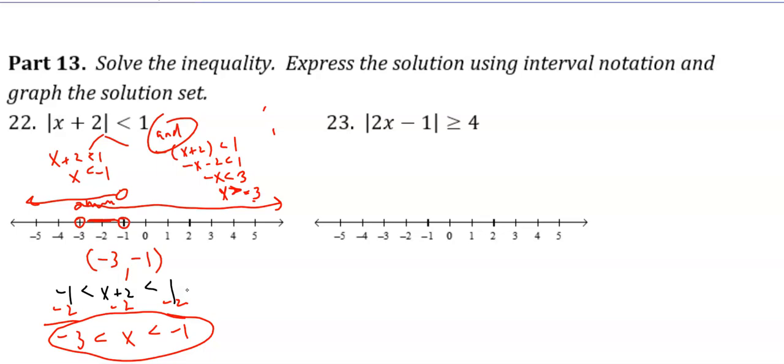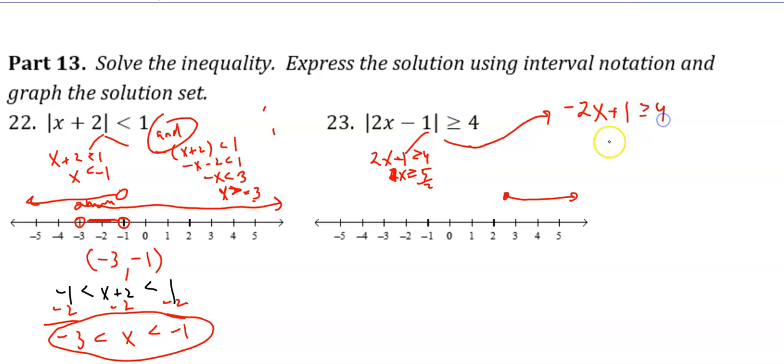This one is ready to break up, right? 2x minus 1 greater than or equal to 4. So 2x greater than or equal to 5. So x greater than or equal to 5 halves, which is like 2.5, so something like this. The negative case, I'm going to get over here so I have more room. If negative 2x plus 1 greater than or equal to 4, subtract 1, negative 2x greater than or equal to 3. Divide by negative 2, so x is less than or equal to negative 3 halves. Negative 3 halves is like negative 1.5, so something like this.